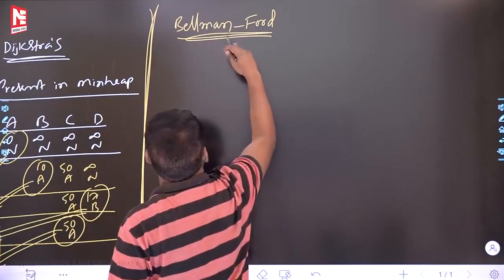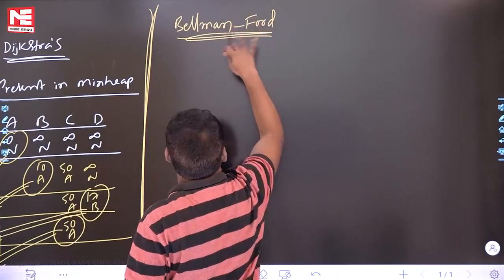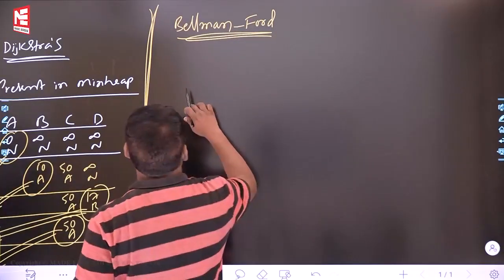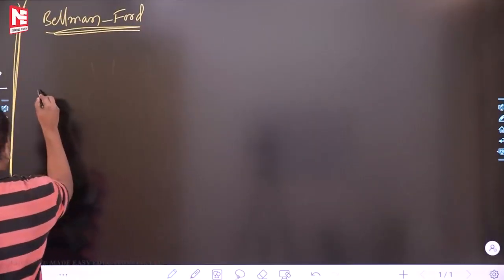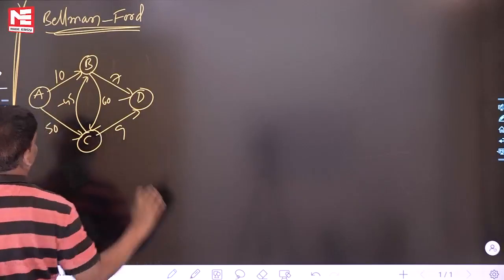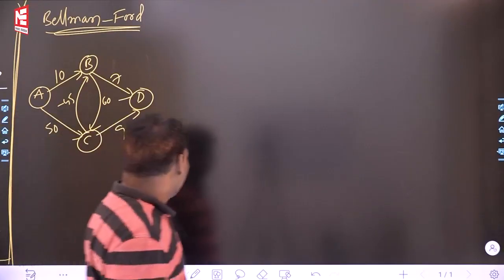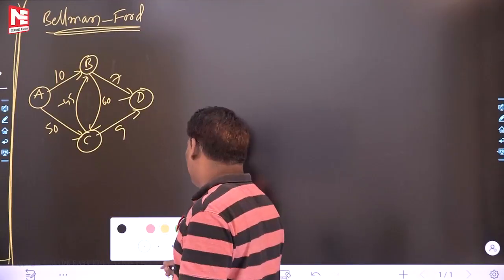Bellman-Ford is meant for positive also, negative also. Positive also it will work. Negative also it will work. Same graph, let me take the same graph. The graph contains positive weights, a 7, a 9. It is the given graph. So we have to do the Bellman-Ford algorithm. I will do it now. What is the procedure for this?